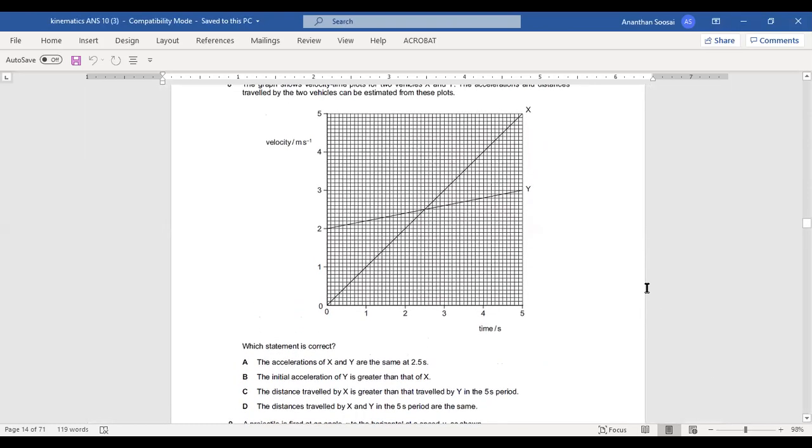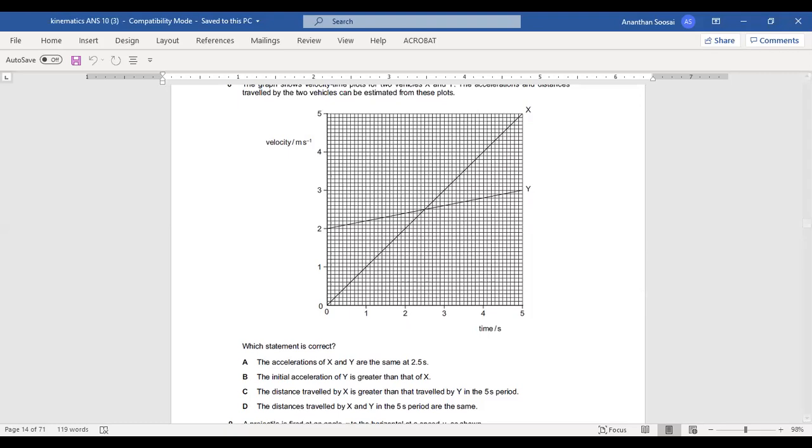Okay, which statement is correct? X and Y are the same at 2.5. They are intersecting at 2.5. Which statement is correct? Anyone? The acceleration of X and Y are the same at 2.5. No, wait. Acceleration initial. Acceleration at 2.5.